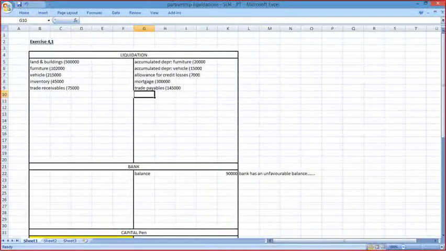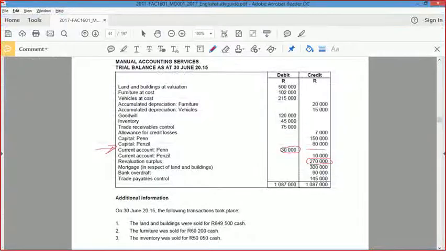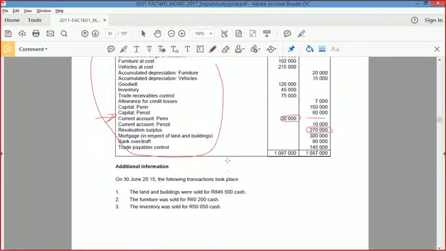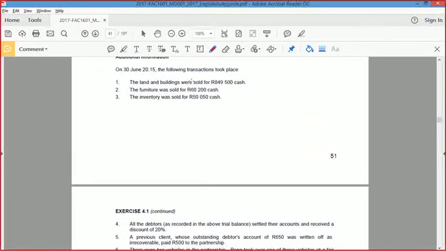Oh, is that the last one? Okay, great. So now we've covered everything in terms of the easy marks. See, that's easy marks, just for knowing what something is and knowing where to put it. Now we need to get the other marks for the adjustments. Okay, additional info. On 30 June, the following transactions took place. Transaction number 1. Land and buildings were sold for 849,500 cash. Give me the workings. Debit what, credit what?